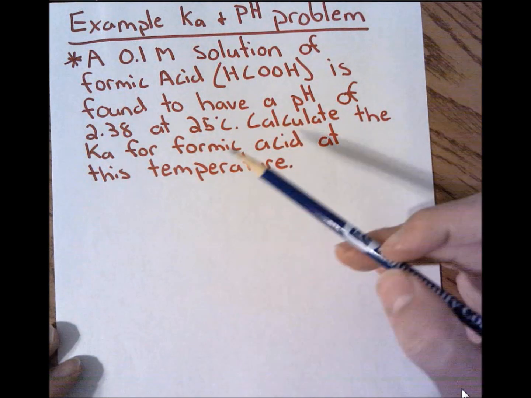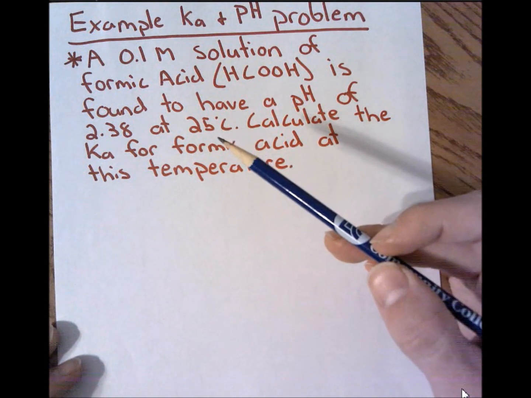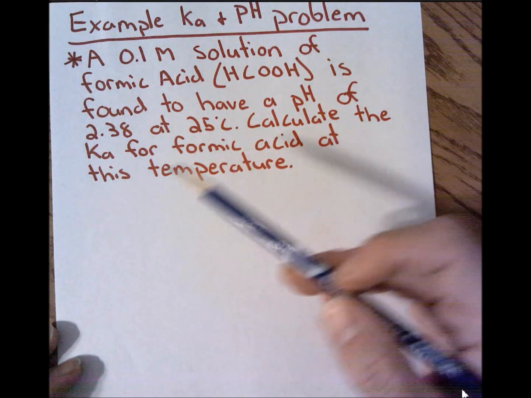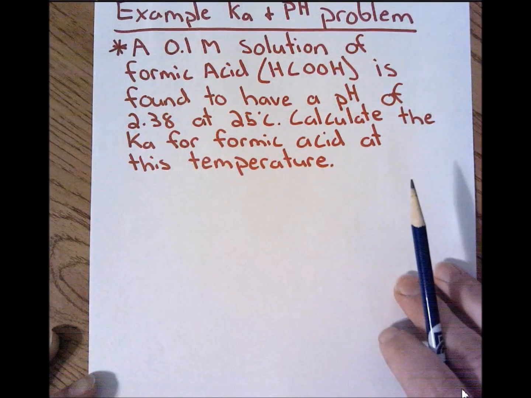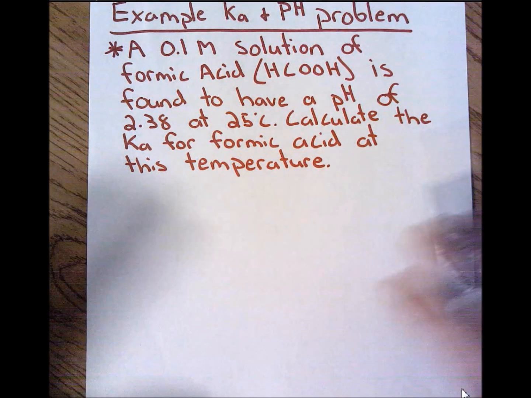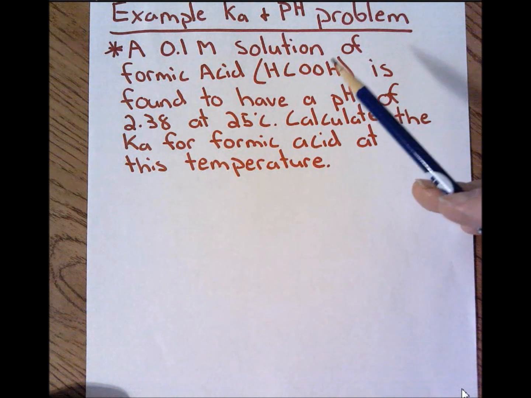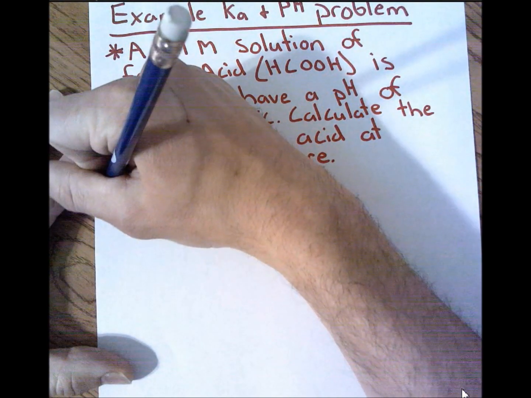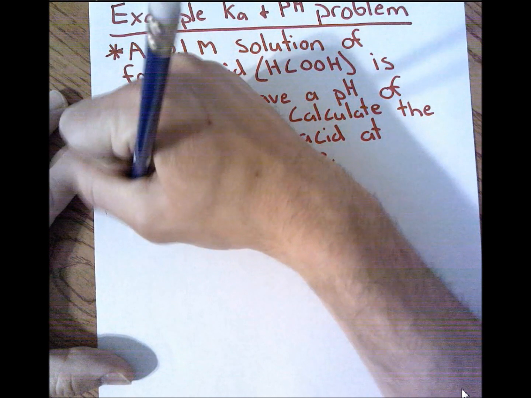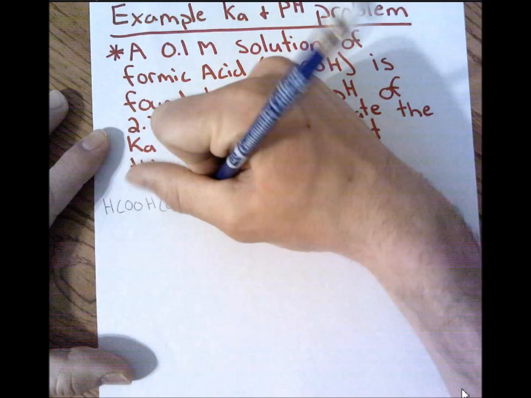And we want to know the actual Ka for formic acid at this temperature. So from here on, the first step in everything that we do here is to give ourselves an equation for this weak acid, or for any acid or base problem. So we start out here, and we're going to need most of the paper here. We start out with the formula of formic acid, and it's aqueous, so that means it is dissolved in water, and it comes to equilibrium because of this.